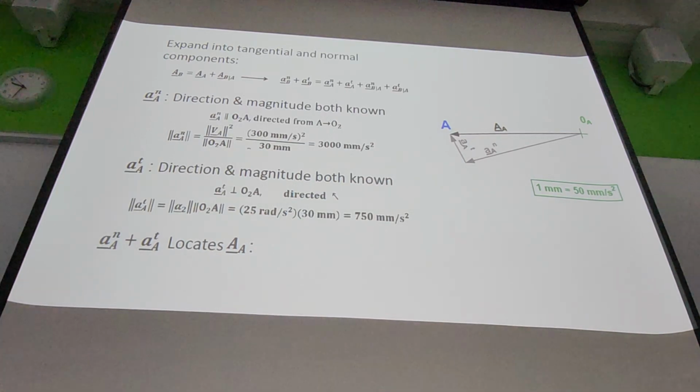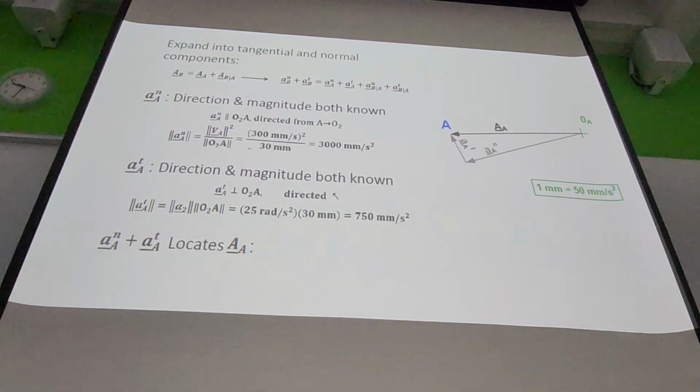So from the origin, acceleration of A normal is plotted. Then perpendicular to this is acceleration of A tangent. We know the magnitudes of both. So you plot this vector, acceleration of A normal, and from the tip, you draw acceleration of A tangent. Now when you join these two, you get acceleration of A. So this is the acceleration of A vector.